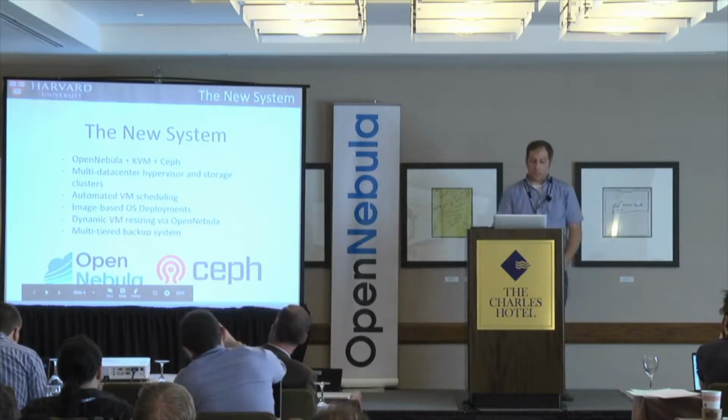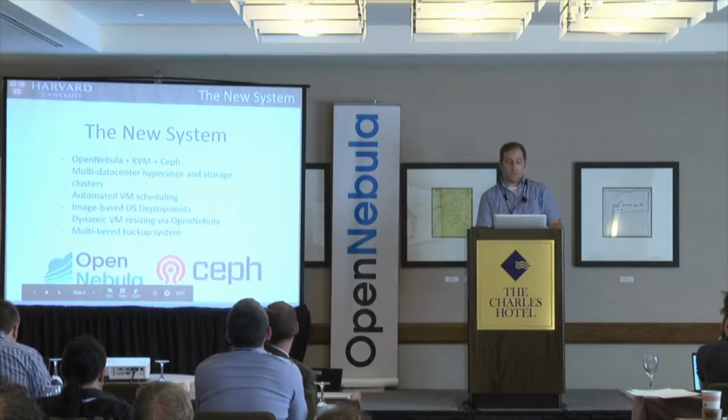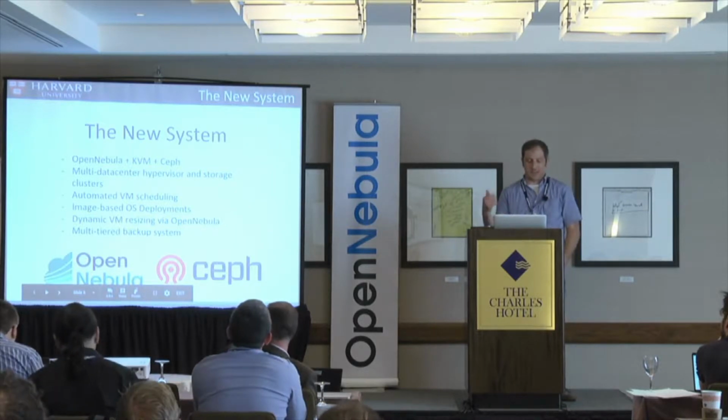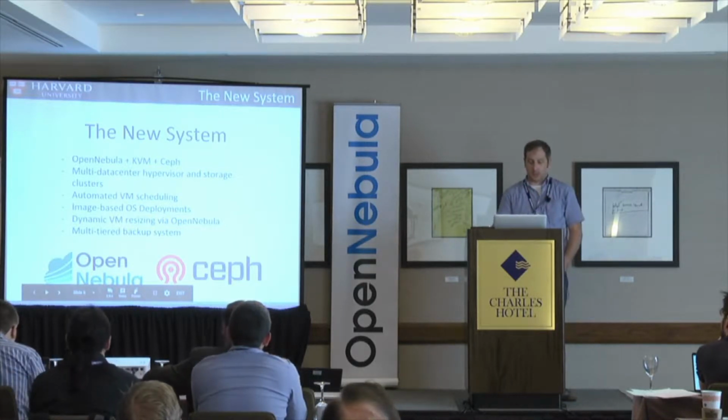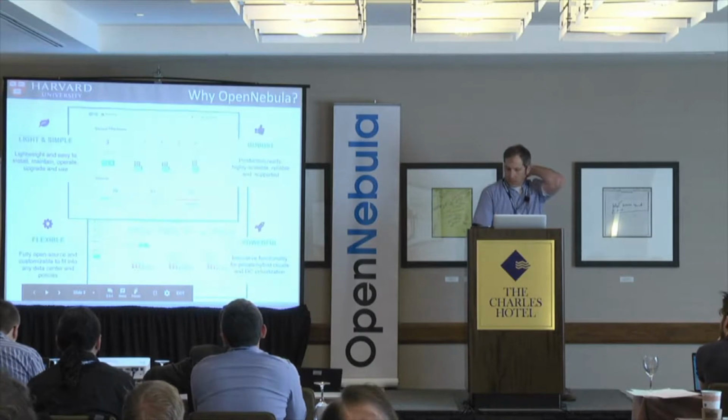In the new setup, we landed on OpenNebula, still on top of KVM, and we replaced Gluster with Ceph. We split the new system over 2 data centers, technically 3, but the bulk of it in 2. This provided us automated VM scheduling. We have image-based OS deployments now, so VMs come up super fast. We have dynamic VM resizing via OpenNebula, and we also implemented a pretty belt and suspenders multi-tiered backup system, as you'll see in a bit. So why OpenNebula and Ceph?